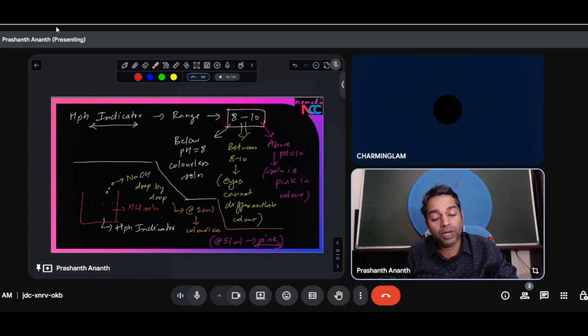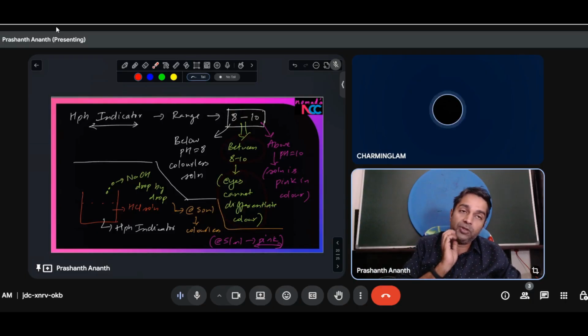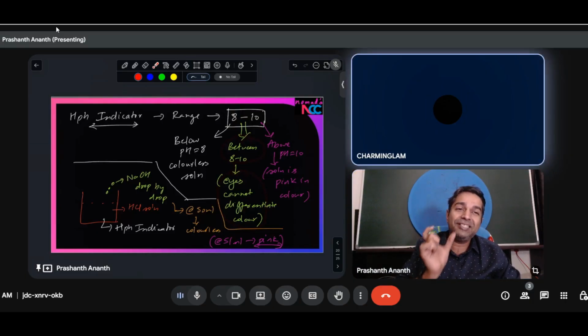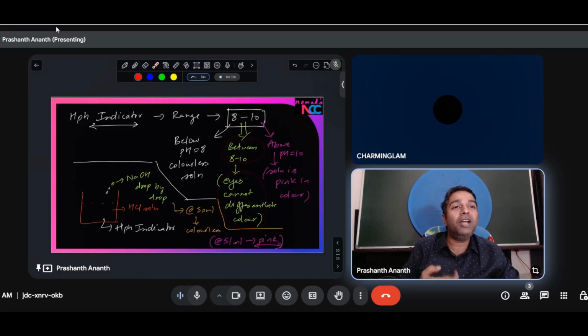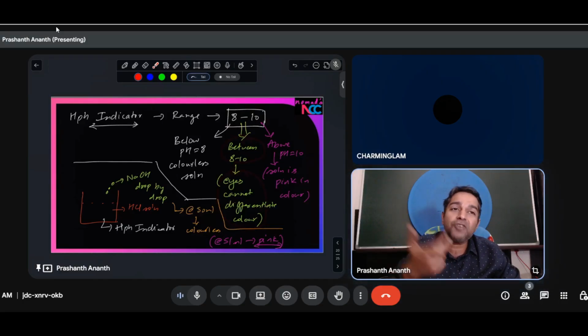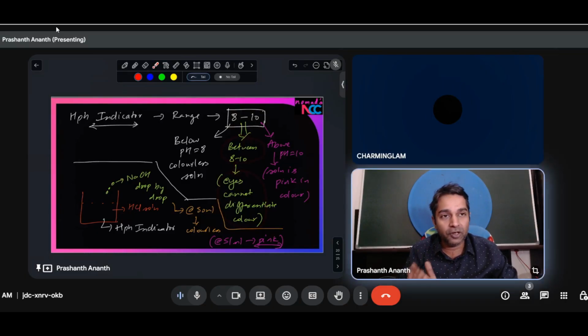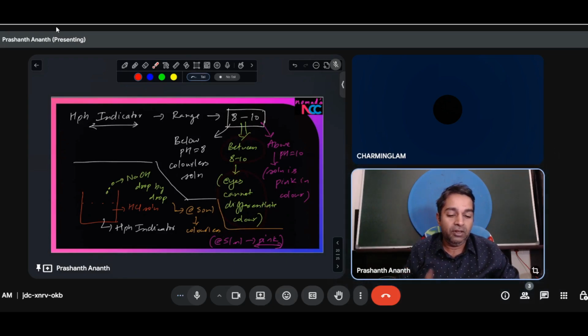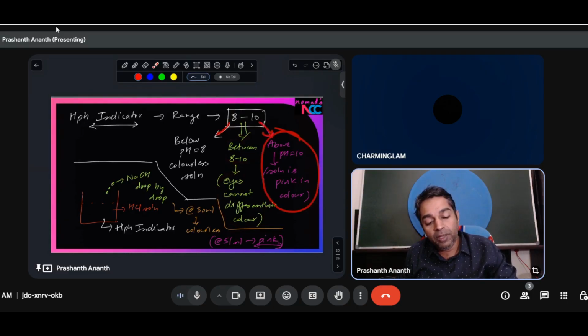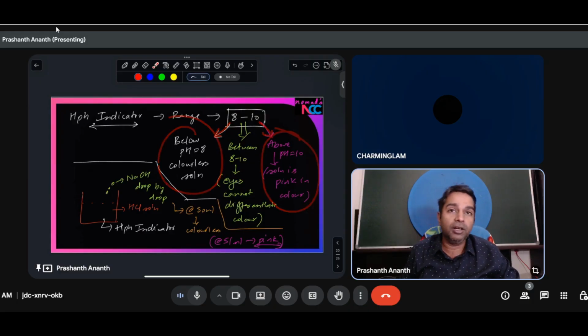Why does it not work between 8 to 10? Because our eyes cannot differentiate colors in that range. So the range for an indicator is not the range where it works. It is the range where it does not work. Between pH 8 to 10, it doesn't work. Above a pH of 10, it is going to show a pink color. Below a pH of 8, it will show a colorless solution.